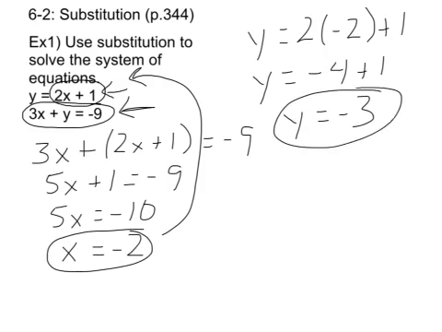So y equals negative 3, x equals negative 2. So this point is negative 2, negative 3. And that solves the system.